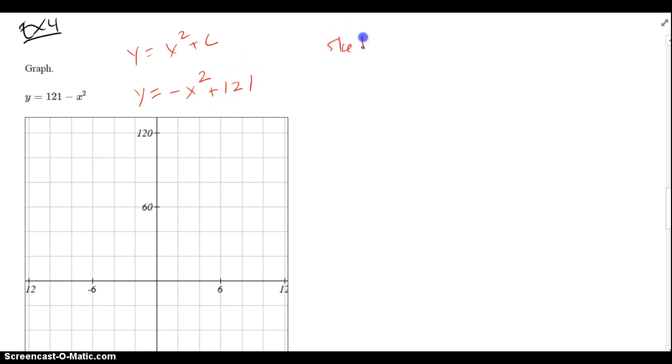So a quick sketch, if I had to mentally guess what this looks like, I would say, well, it was shifted all the way up to 121. It doesn't open up, but it actually opens down. So this is what the sketch would be in my head. Then I would actually go find ordered pairs to plot on this graph. So let me make an XY chart to get some ordered pairs.